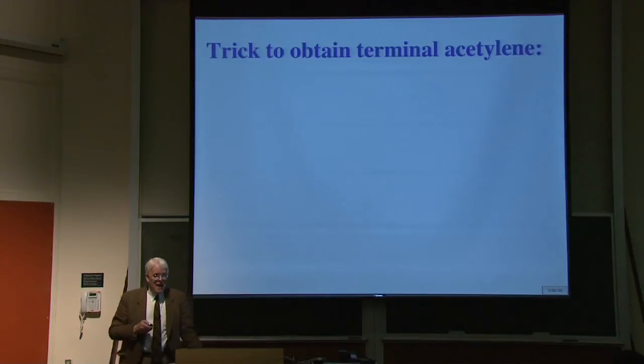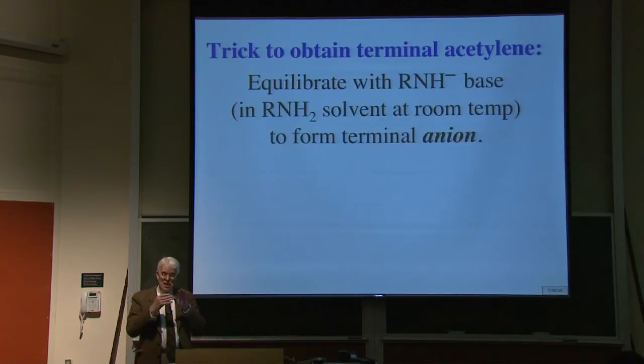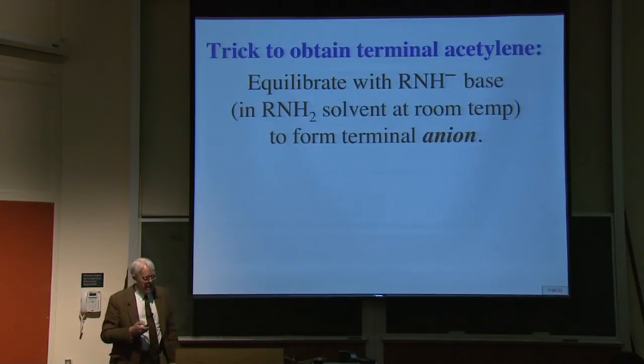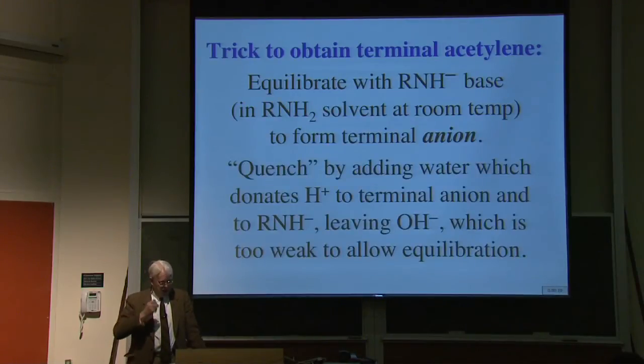So the trick to obtain a terminal acetylene, remember that anion is the one that has the anion on the last carbon. That's why it's such a stable anion, because it's sp hybridized. So you equilibrate with an amide base in an amine solvent to form the terminal anion. Then you quench it by adding water to donate a proton to the terminal anion and also to the RNH. So you have only hydroxide now, which is too weak to allow equilibration.